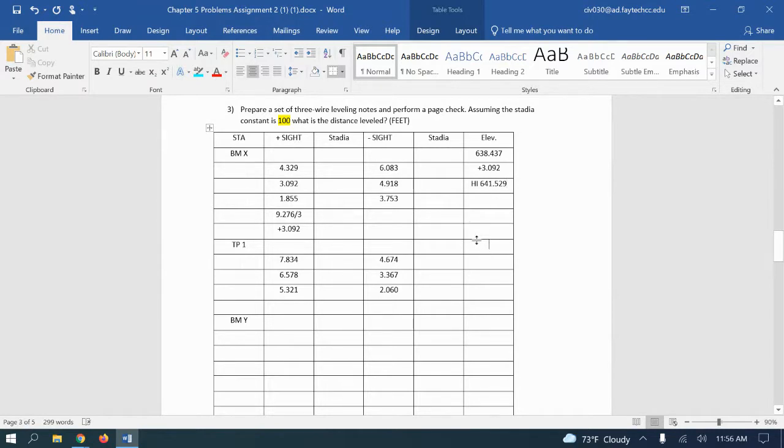Now I want to find out what the elevation is on turn point 1. So I'm going to total all my foresights. When I total them, I get 14.754 divided by 3, which will give me a 4.918. Compare it to my middle, looks good. So that's going to be my minus 4.918. That should give me my elevation for turn point 1. So I'm going to go ahead and drop down on the line that has turn point 1 on it and set it right there: 636.611.